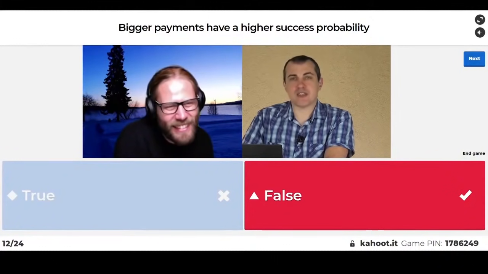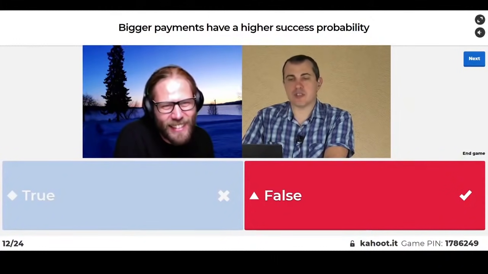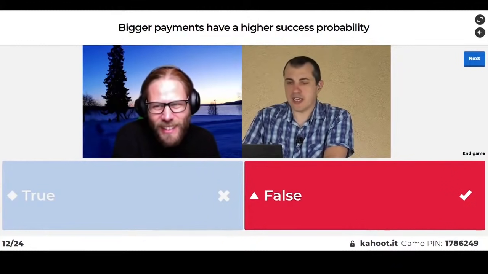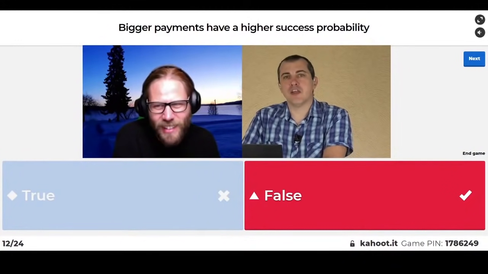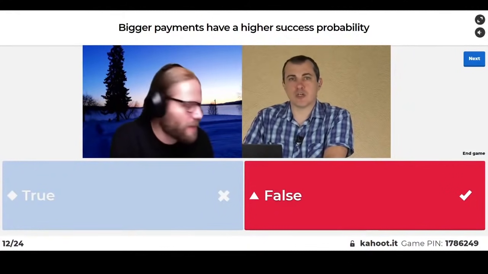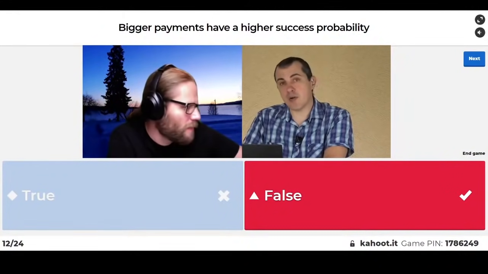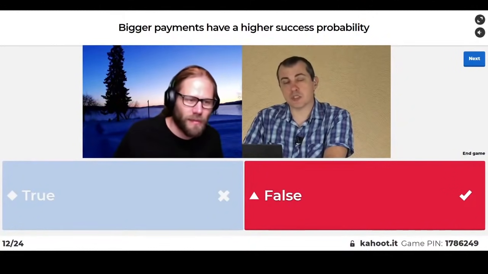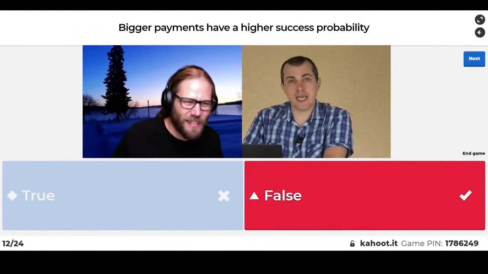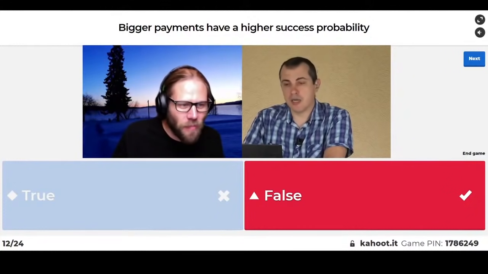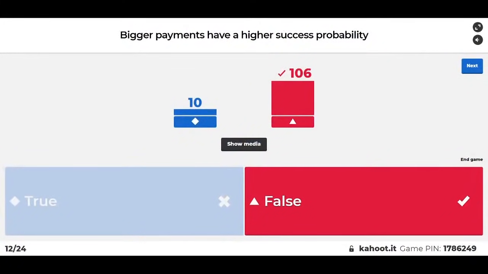Bigger payments have a higher success probability is false. In fact, one of the early criticisms of the Lightning Network was a paper that said the Lightning Network does not work for big payments. It should have been titled: The Lightning Network, which was designed to enable small payments on a network that already handles big payments, cannot do big payments, well, big duh. But that wasn't the title they chose.